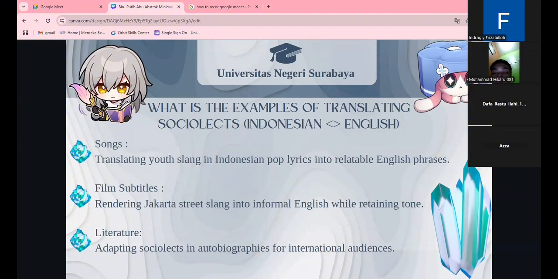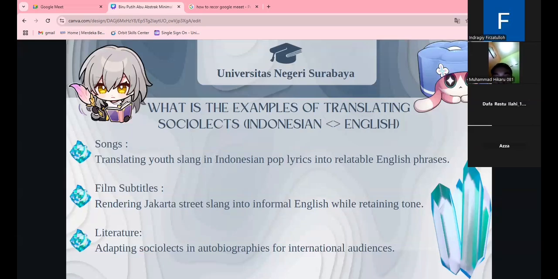In autobiographies that feature sociolects, adaptations are made to ensure that they are accessible to international readers without losing their essence. For example, an Indonesian memoirist uses "alay" to describe overdramatic or cringe behavior. So translating "alay" requires balancing specificity and accessibility. Johansson's technique uses contextualization by pairing terms with explanatory phrasing in the narrative.